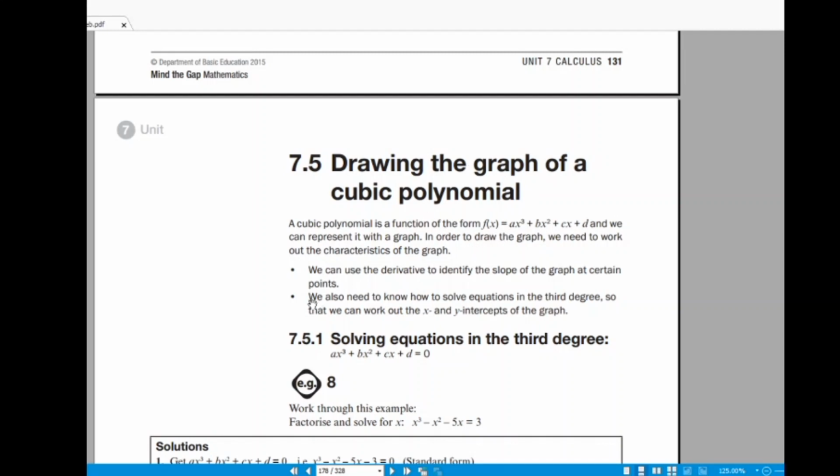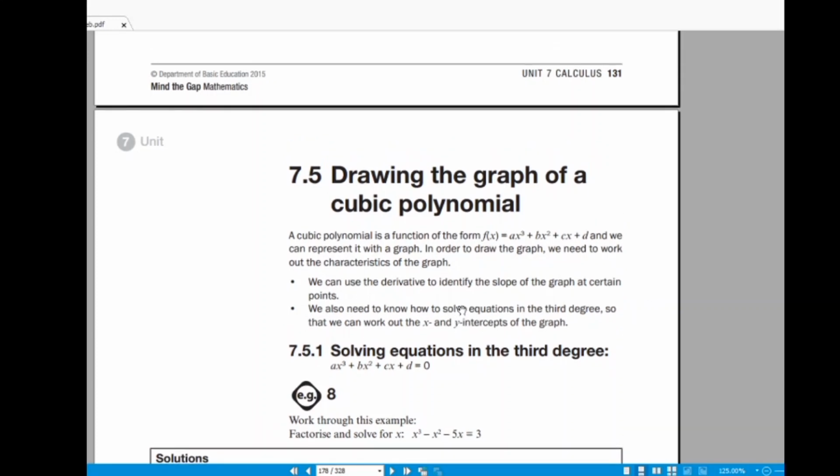So yeah, we also need to know how to solve equations in the third degree so that we can work out the x and y intercepts, right? So the method that I prefer is to use a long division when I need to calculate x-intercepts, right? For y-intercept, it is easy. You just let x be 0 and your last term there, that constant, will be the y-intercept, right?